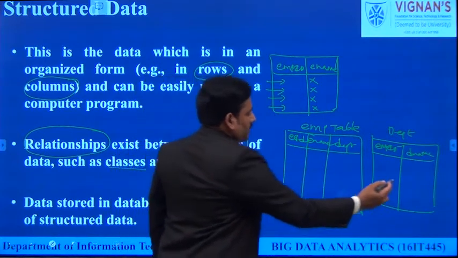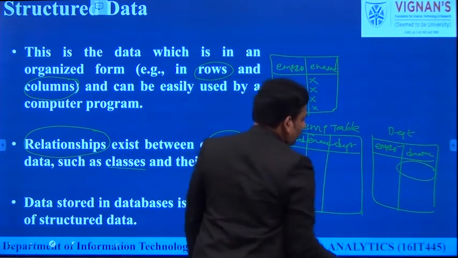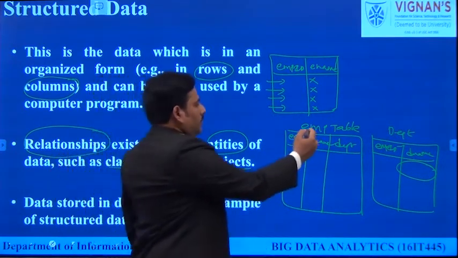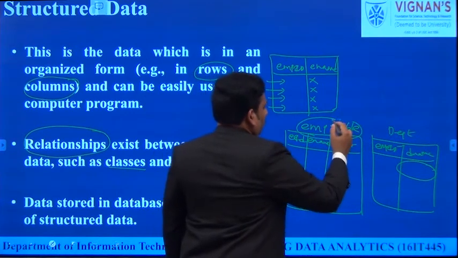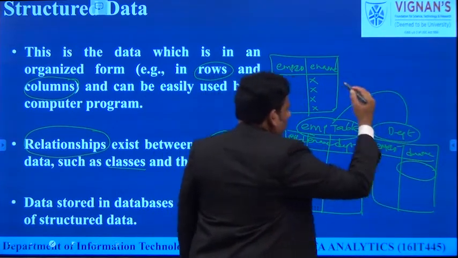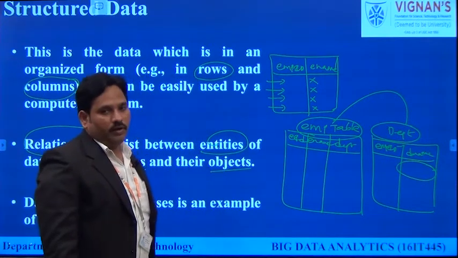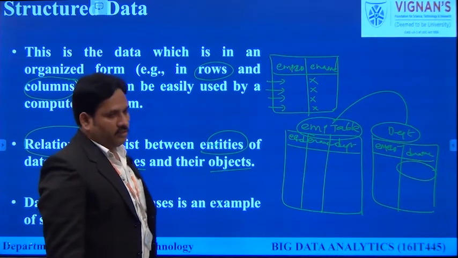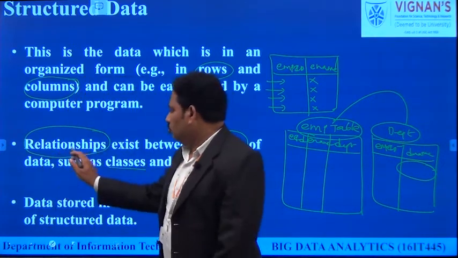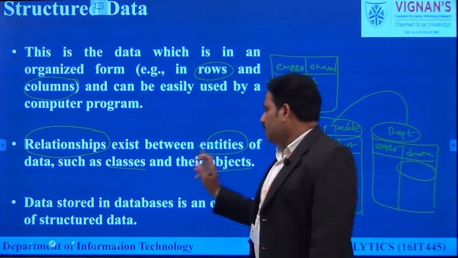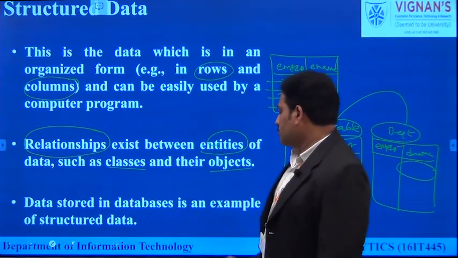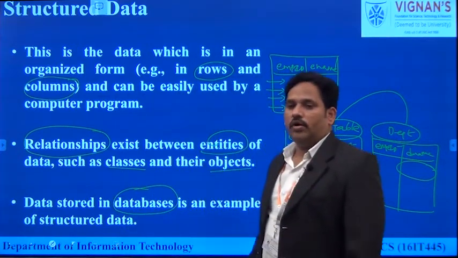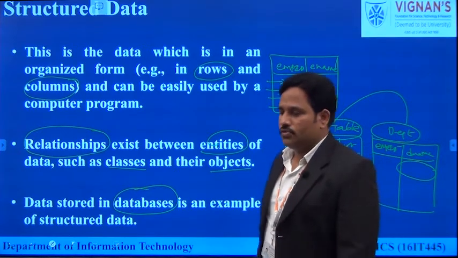So whenever we want to access any information from this employee table, there should be a relation between the employee table and the department table. That means this employee table will have a relationship with the department table. Then only can we access any data related to the employee table. So that indicates there should be a relationship between entities of the data such as class and objects. And data which is stored in databases, broadly we can call it structured data. So there are three parameters.